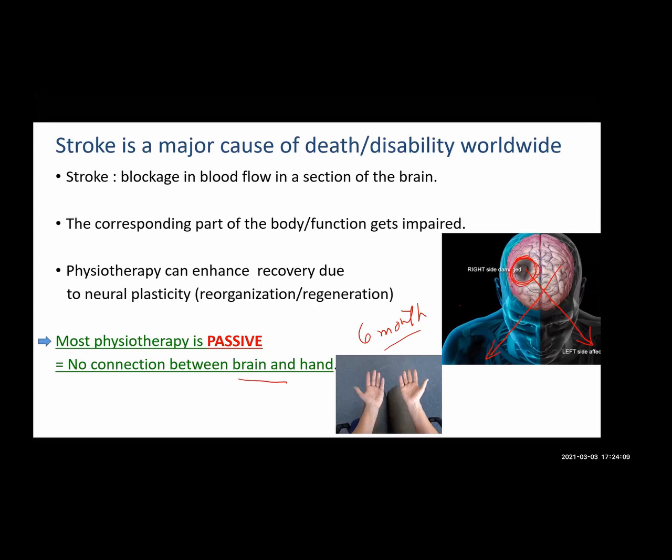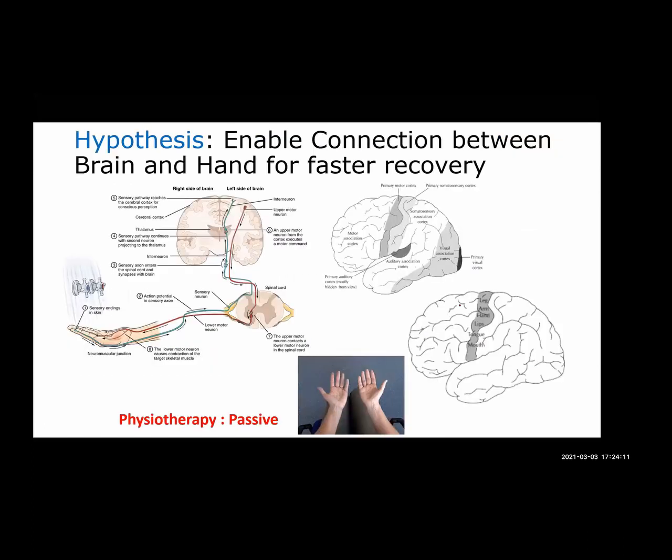Okay. Now, the hypothesis that we are making here is that to enable better connection between the brain and the hand, we should make the connection between the brain and the hand when the person is doing the exercise. What we mean is that you can see here that we have the hands here. So from the fingers, then it's the arm, it goes to the spinal column, from there it goes to the brain. So there is a connection there.